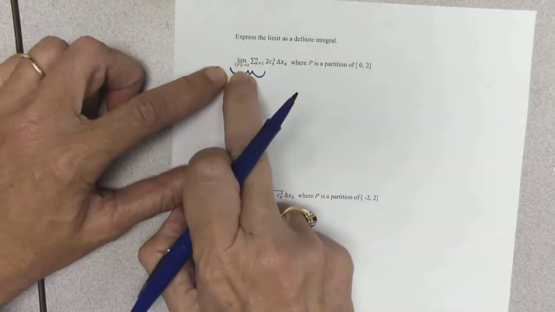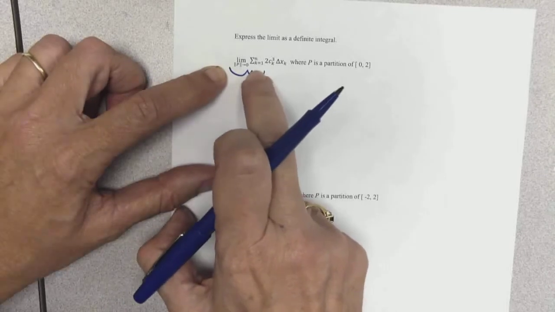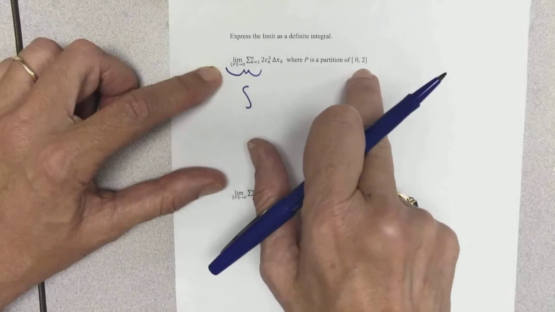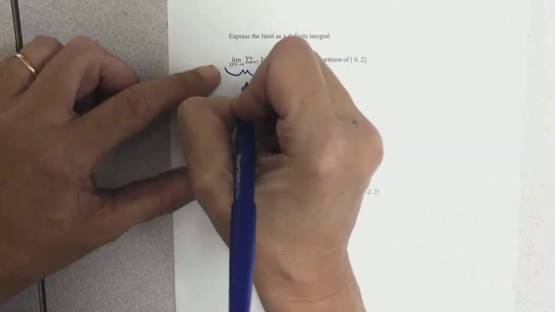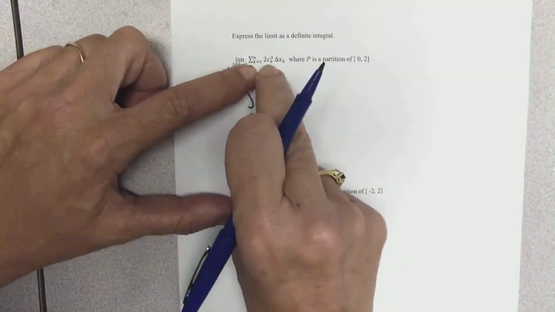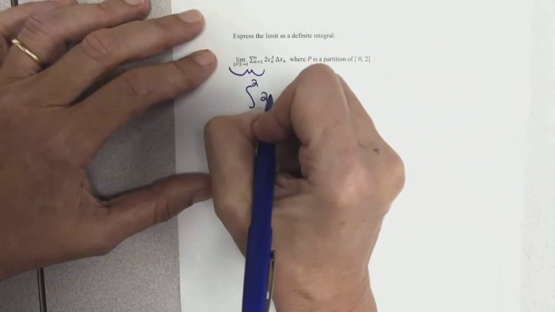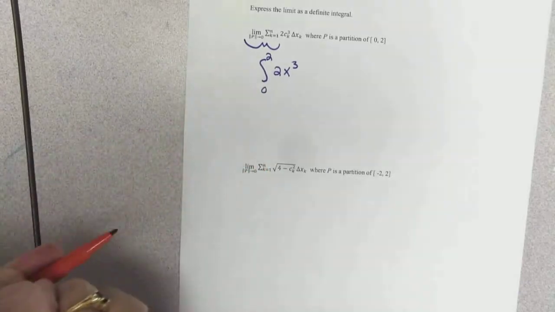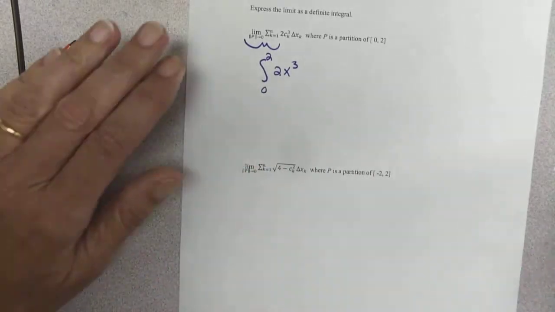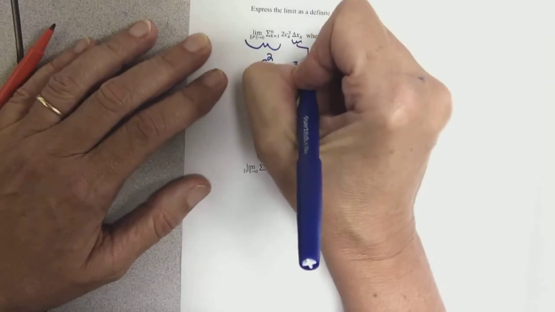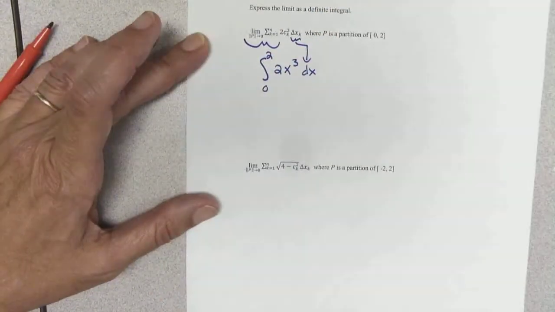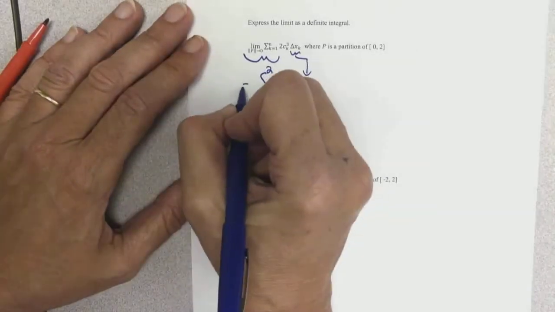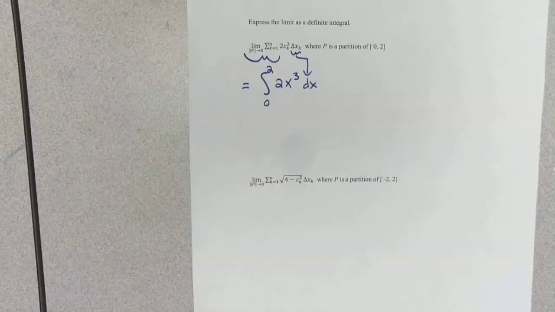So the limit as the norm of p goes to 0 of the summation from k equal 1 to n, that is all replaced by the integral symbol. The interval gives us our limits of integration. Then our function here becomes 2x cubed, and the delta x sub k is replaced with the dx. So there is the definite integral that would represent that limit of that Riemann sum.